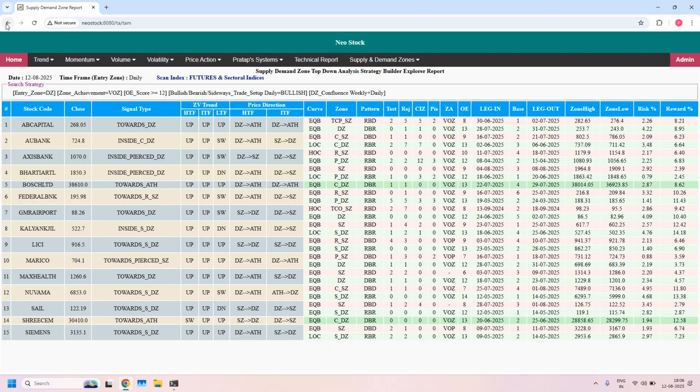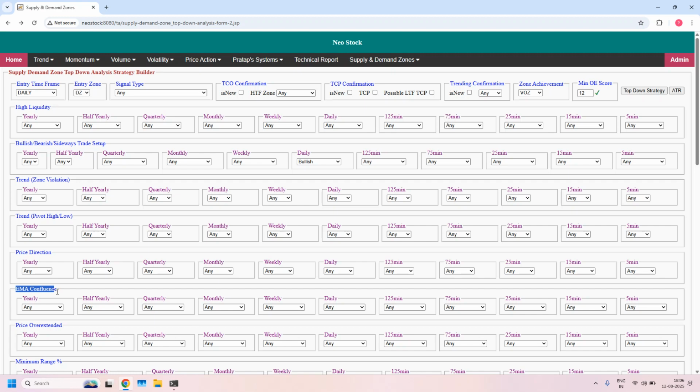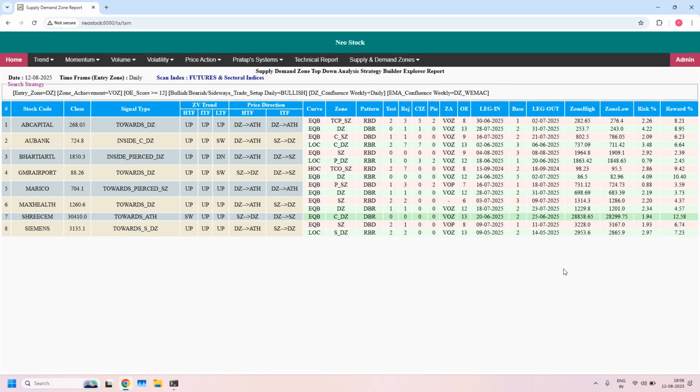Let's verify. I'm going back to the EMA confluence at weekly time frame because daily is overlapped with weekly and weekly trend is also uptrend. So we are checking whether the weekly demand zone has weekly EMA confluence or not. Let's apply this filter. Now the list has come down to 8 stocks. These 8 daily demand zones might be having more high probability to get success compared to the others.